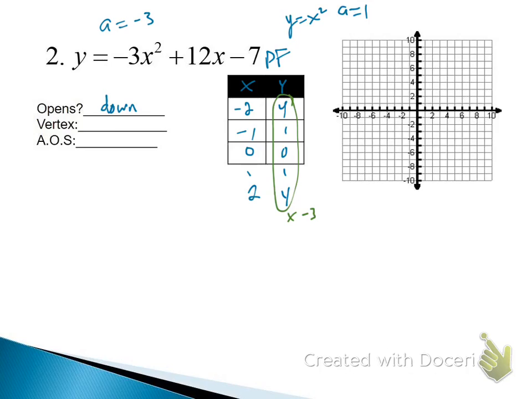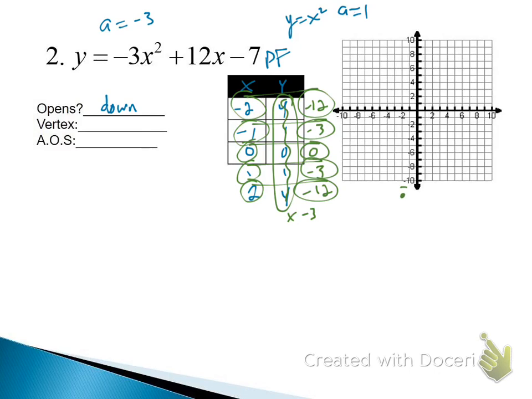So 4 times -3 is -12. 1 times -3 is -3. This is 0, -3, and -12. And so now what I've done is I've created new points. This point, this point. These are all going to be points on your adjusted parent function graph, right? So we go -2, -12, which will sit down here. -1, -3, 0, 0, 1, -3, and 2, -12.